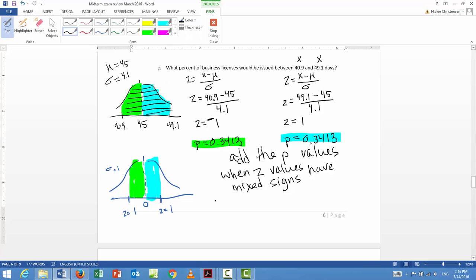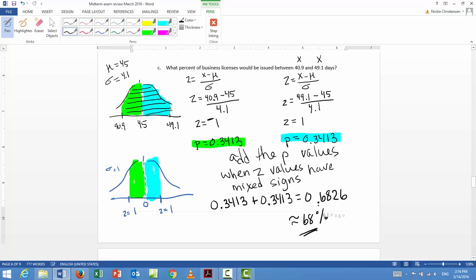We're going to take 0.3413, and we're going to add them, plus 0.3413. And those two numbers sum to 0.6826, which is approximately 68%.